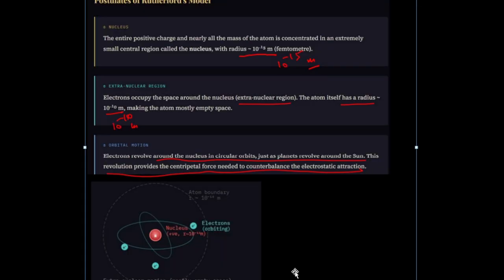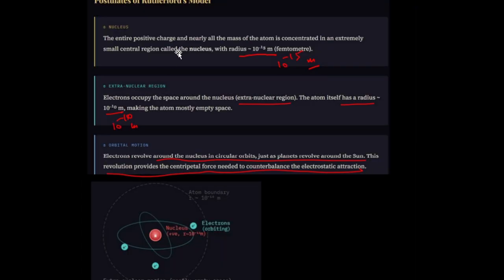So that led to Rutherford's atomic model. I'll just quickly brief Rutherford's atomic model. What was the atomic model of Rutherford? He simply said that the entire positive charge and nearly all the mass of the atom is concentrated in an extremely small central region called the nucleus. That is the first point. And electrons occupy the space around the nucleus, revolving around it in circular paths.